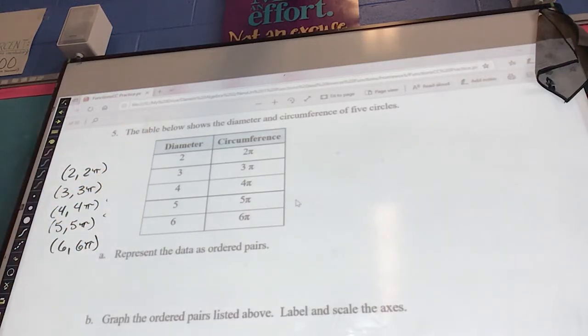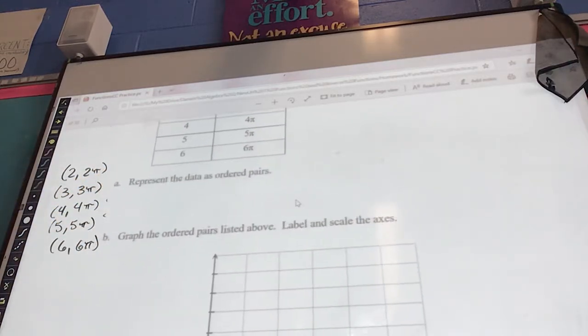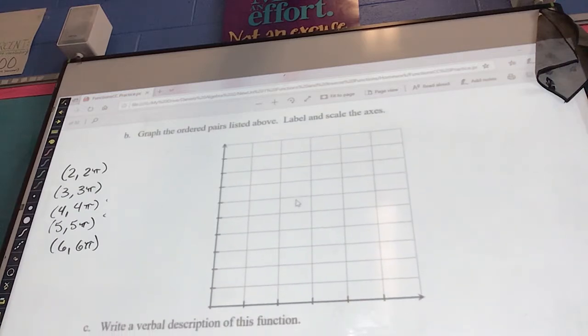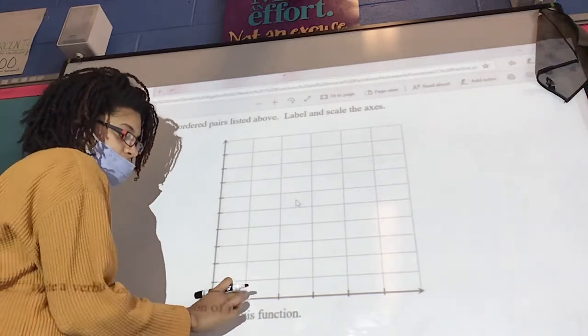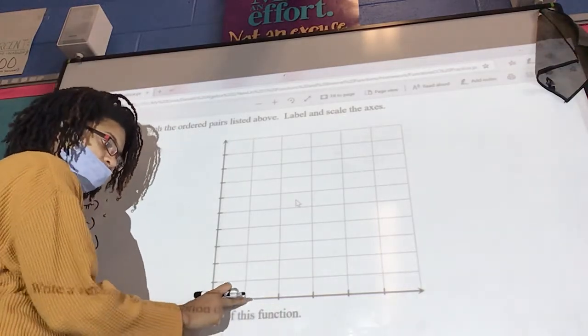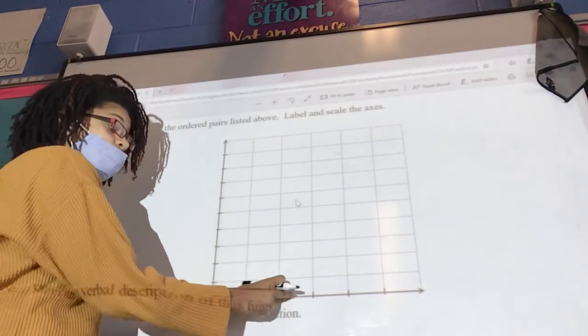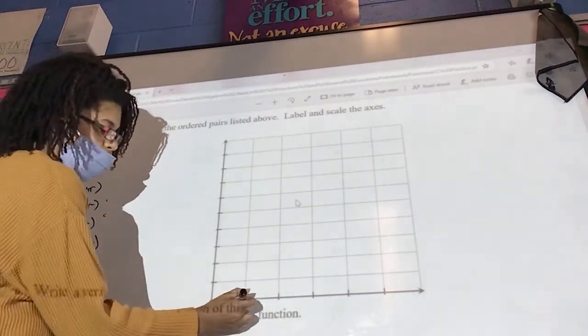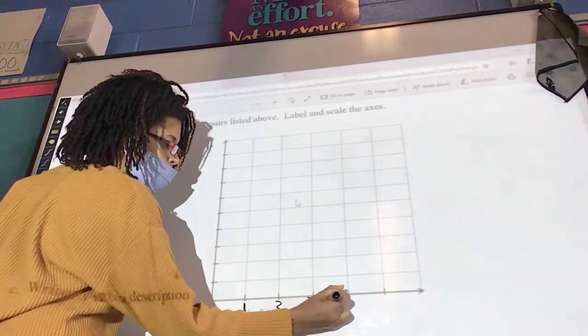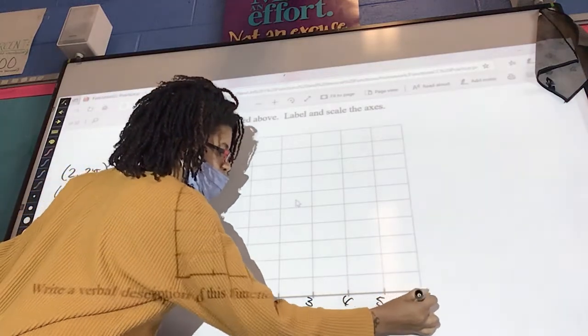Okay. So next it says, graph the ordered pairs listed above, label the scale and axes. So again, always label. I need from 2 to 6. However, I can't start at 2 because you have to count. If you start at 2, you gotta go 2, 4, 6, 8. And that's unnecessary for this. So just do 1, 2, 3, 4, 5, 6.